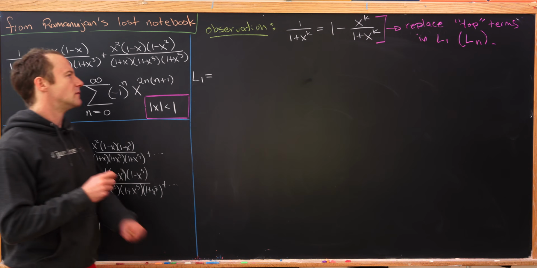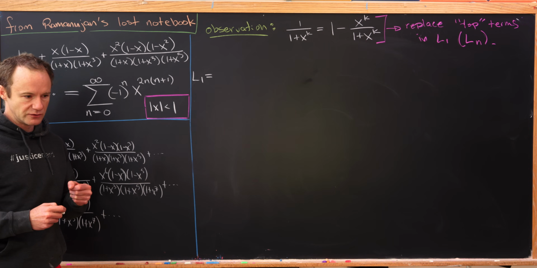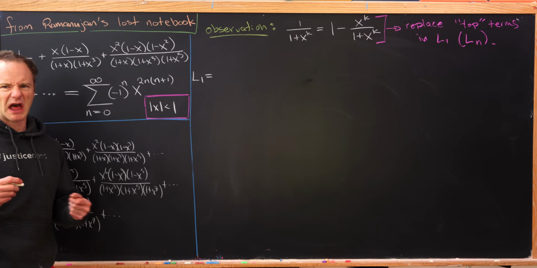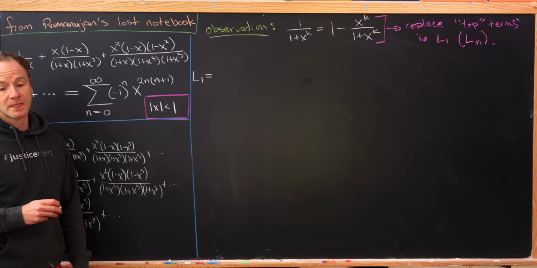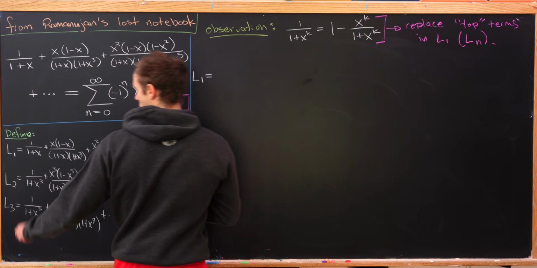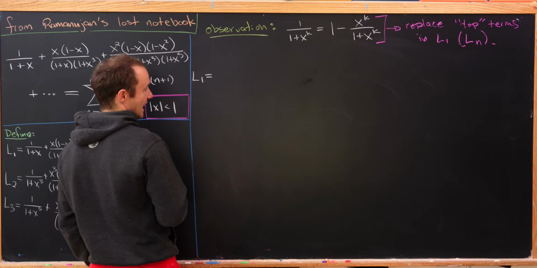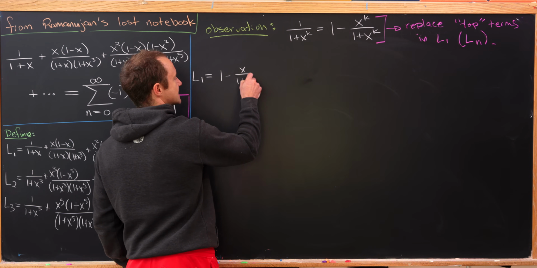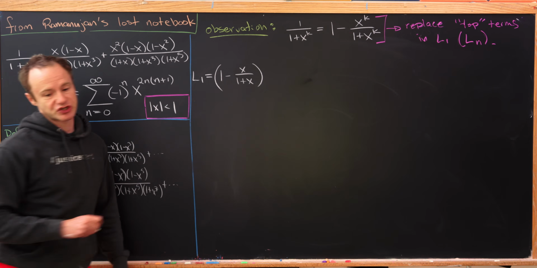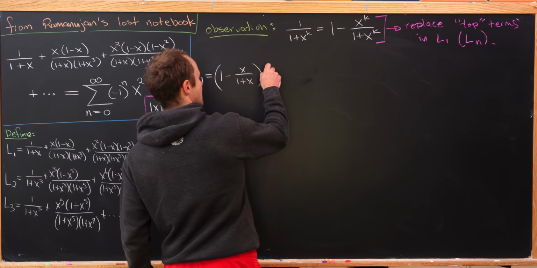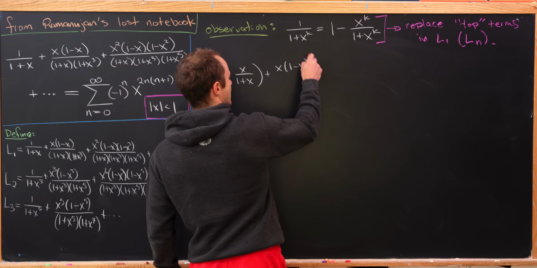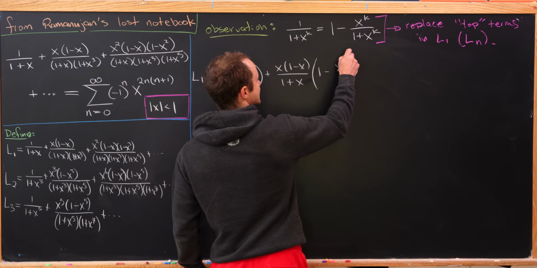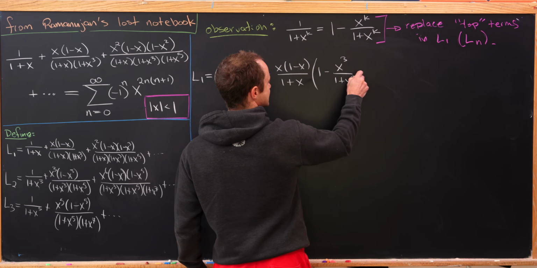We're actually going to be working mostly with L1 and L2, and very similar arguments will apply to Ln plus 1 and Ln. Okay, so let's get at it. So we're going to take this 1 over 1 plus x and write it as 1 minus x over 1 plus x. So that's our first term. And then for the second bit, we'll have x times 1 minus x over 1 plus x times 1 minus x cubed over 1 plus x cubed.